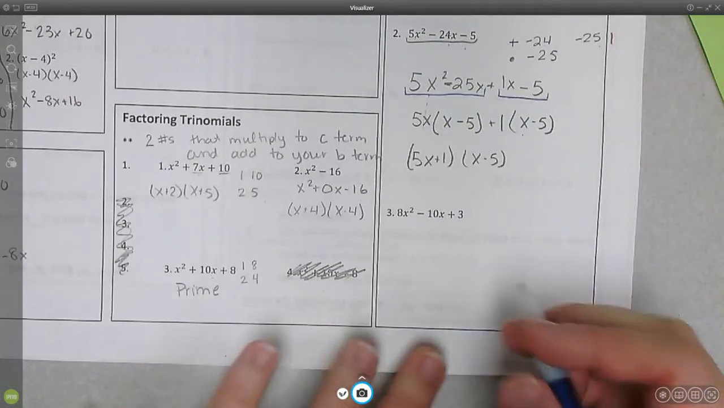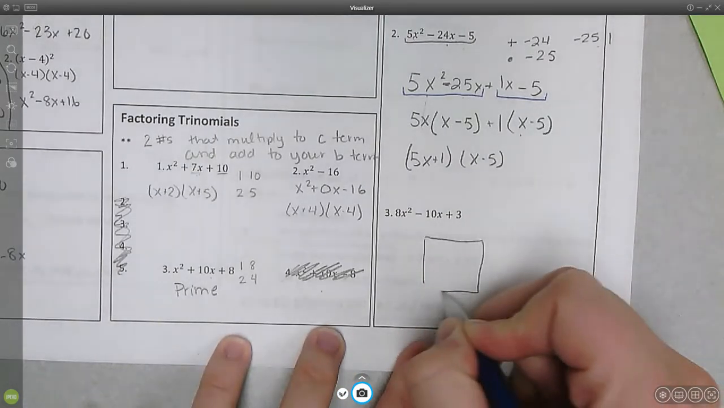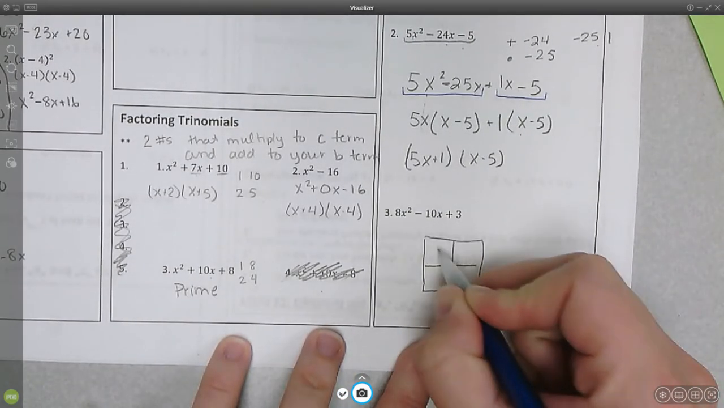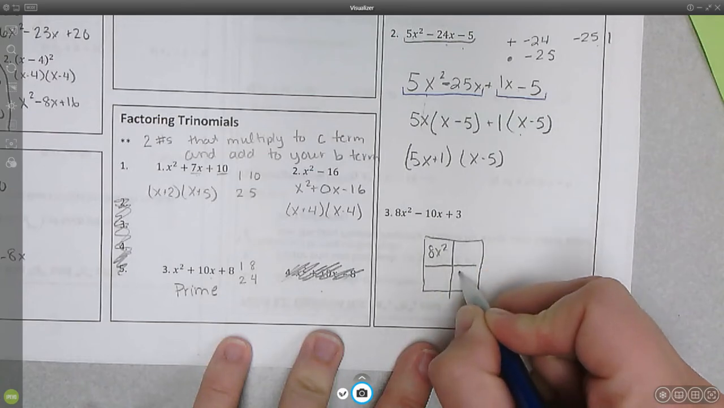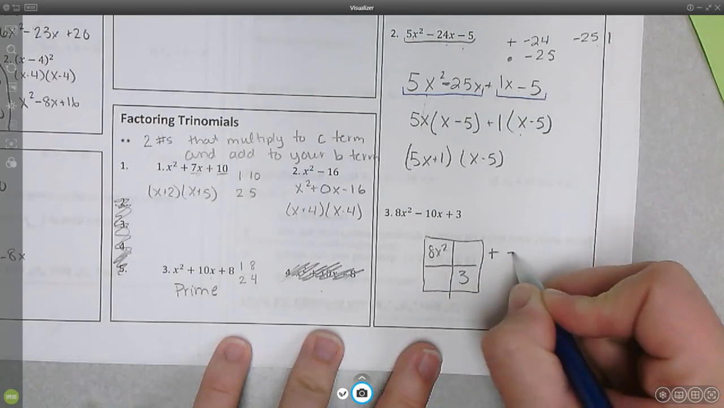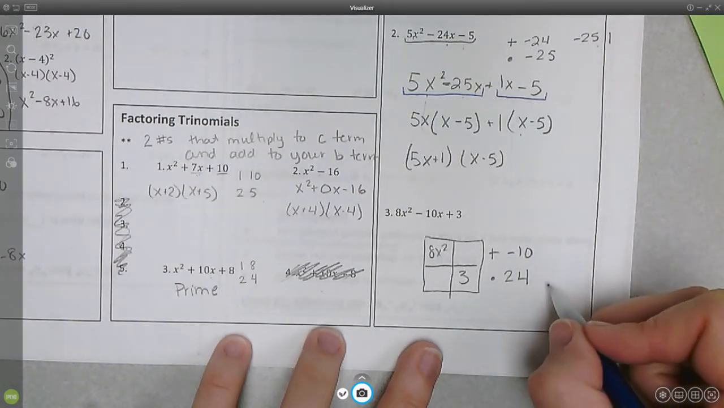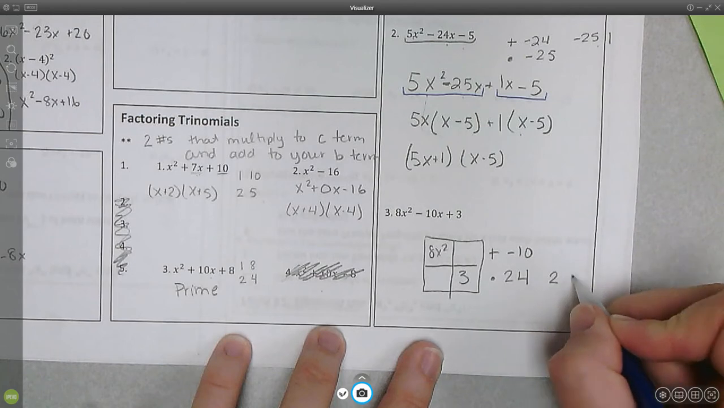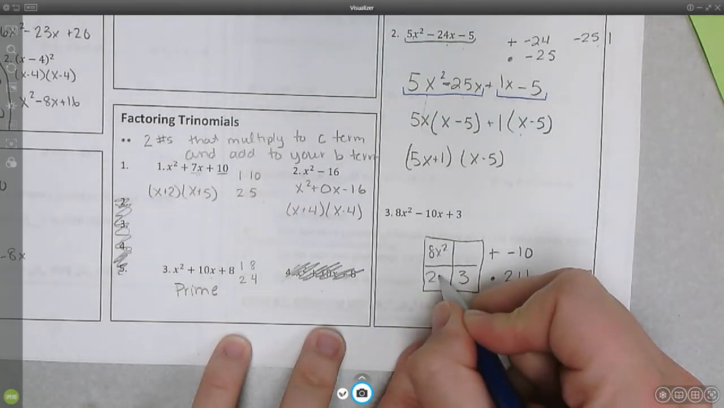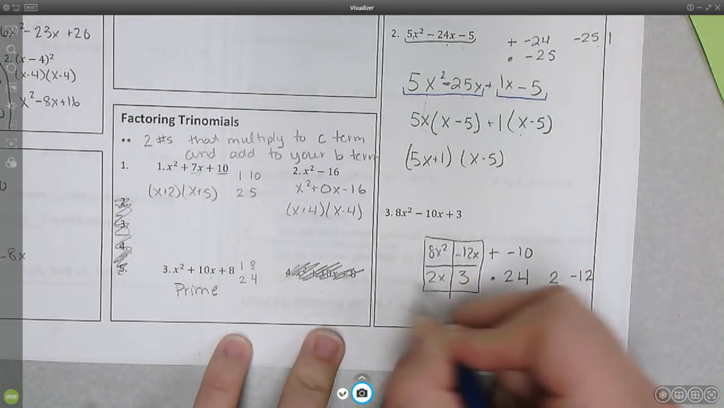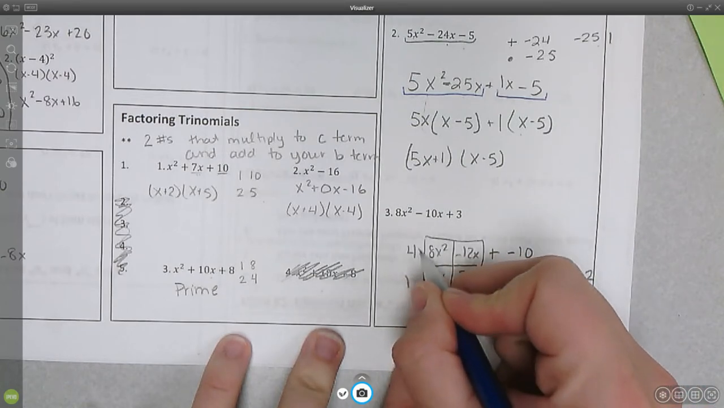And then the last one I will do quickly. We'll do it with the box method again. So 8x squared, 3, you need two numbers that add to negative 10 and multiply to 24. So that would be, I think, 2 and negative 12. So 2x, negative 12x. Take out your greatest common factor.